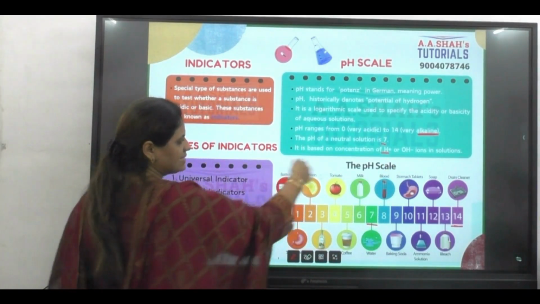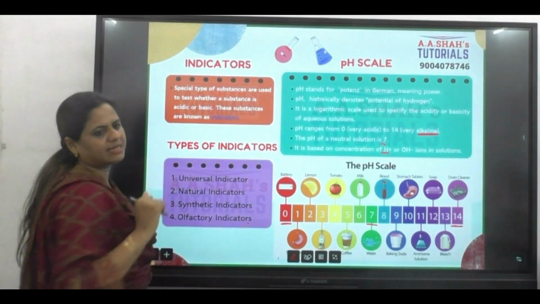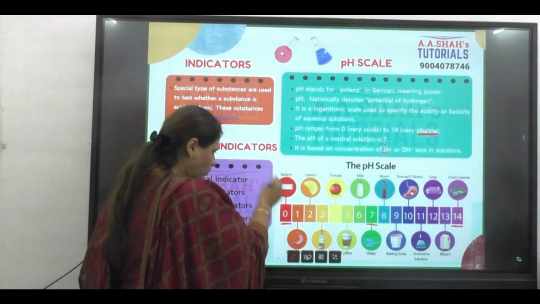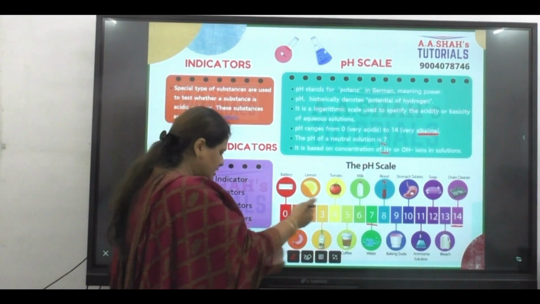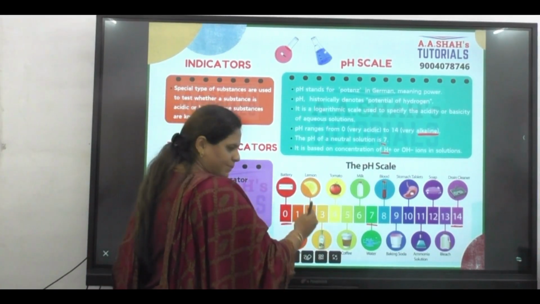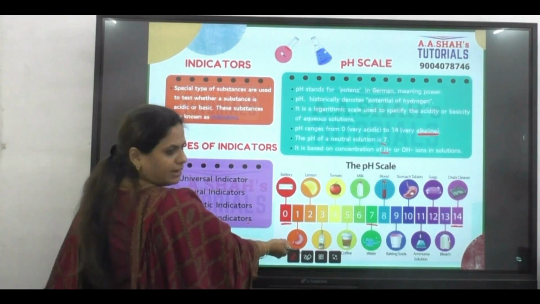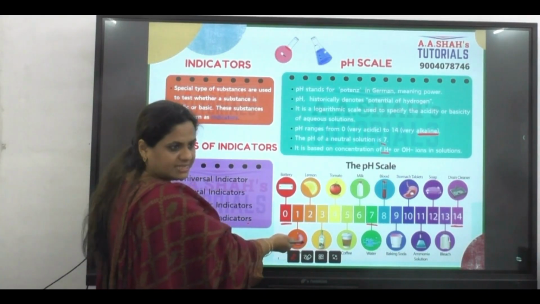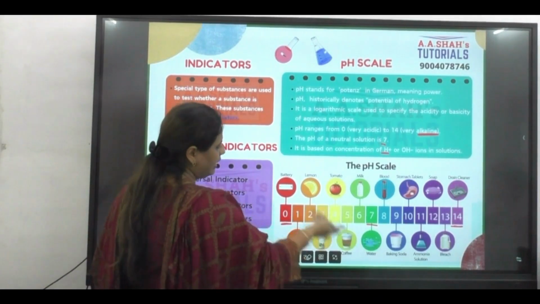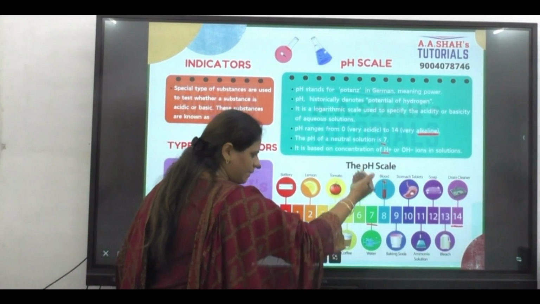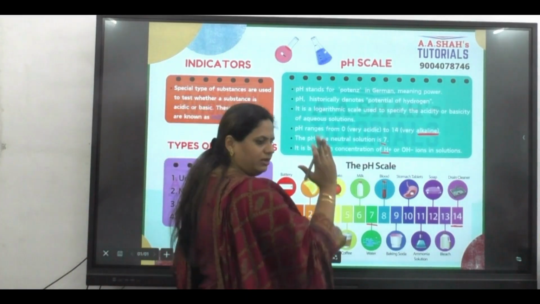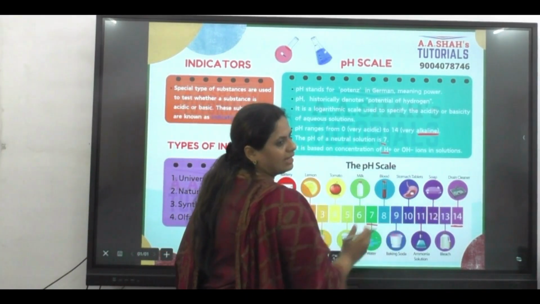Which is the most acidic substance which you see on this pH scale? Yes, battery. The lowest number is the most acidic, and acidity is reducing from there. Lemon is next, then you have stomach acid, HCl, hydrochloric acid, and so on. So acidity keeps on decreasing, milk is very less acidic, at 7 we come to neutral, and then it starts becoming alkaline or basic.